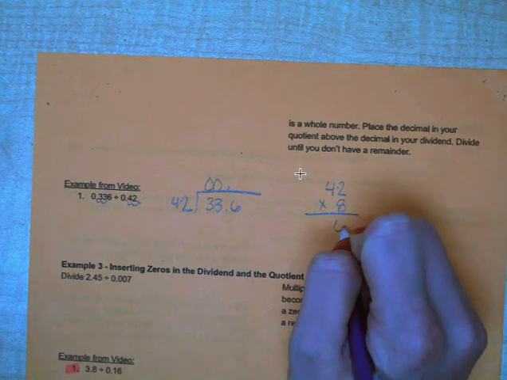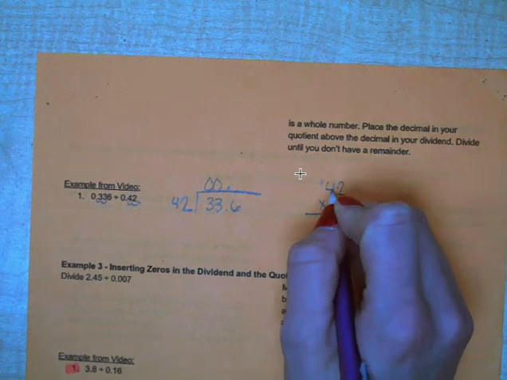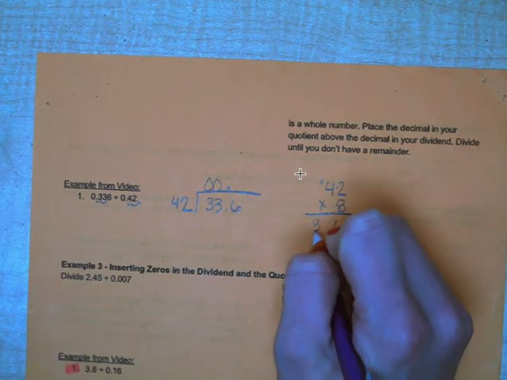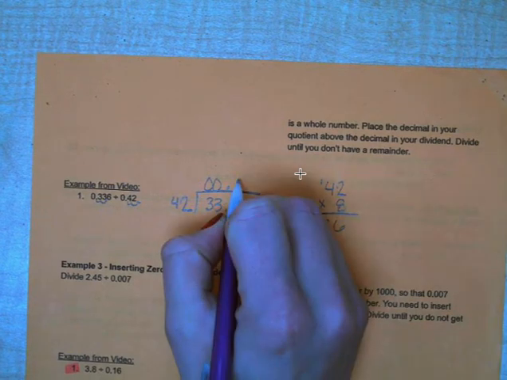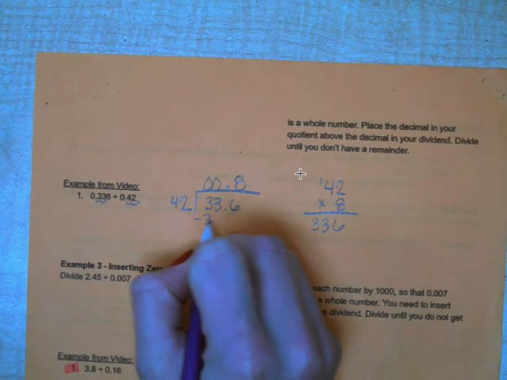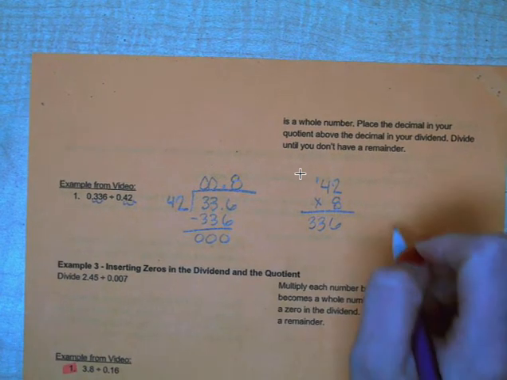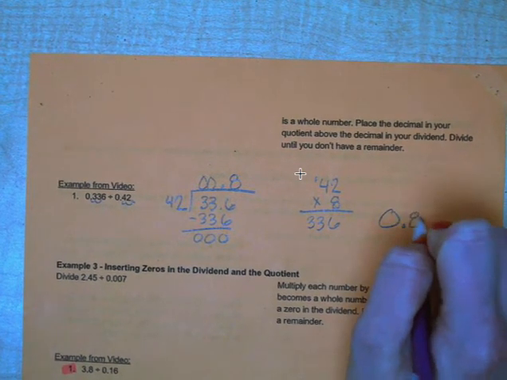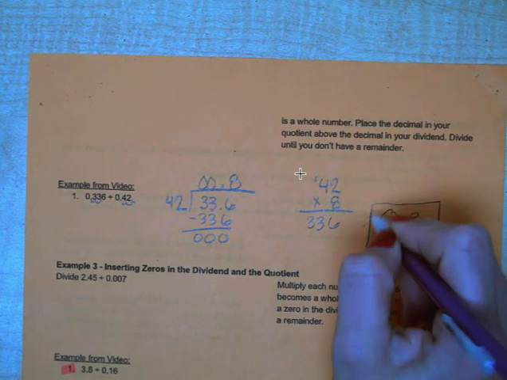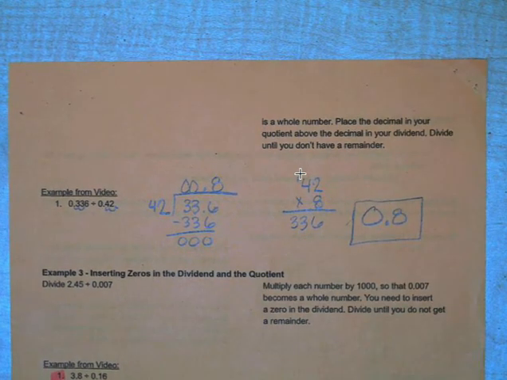8 times 2 is 16, carry the 1. 8 times 4 is 32, plus 1 would be 33. So it looks like it goes in there 8 times exactly. We do not have a remainder, so we can stop there. So our answer would be 8/10. Remember, you can check using multiplication.